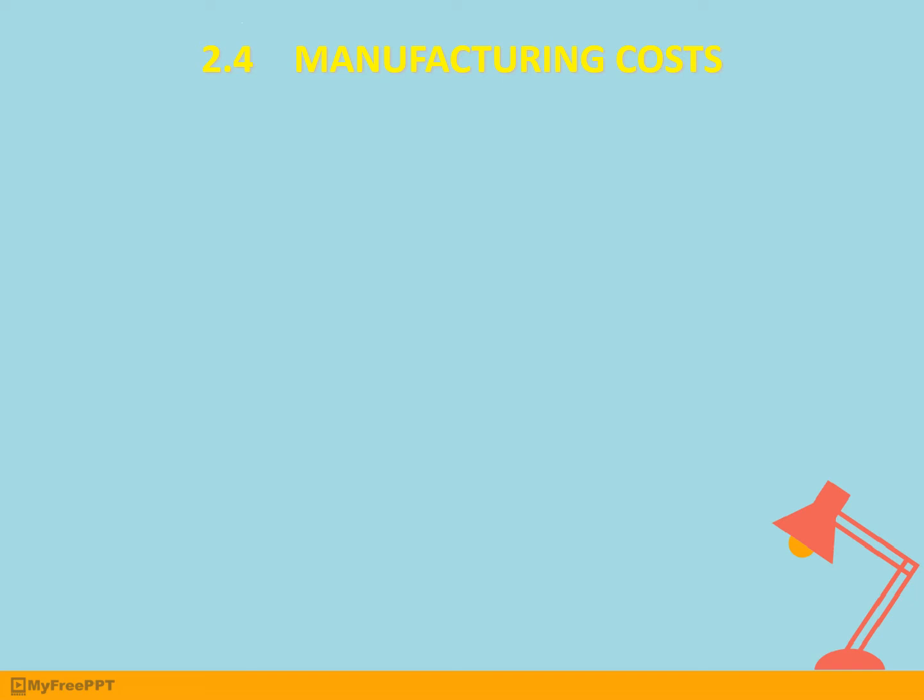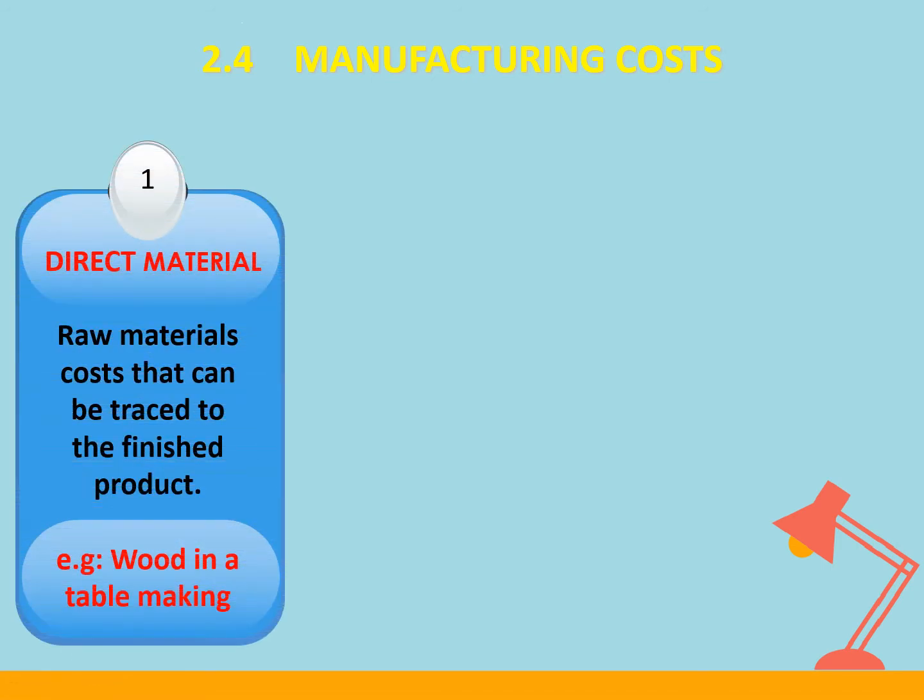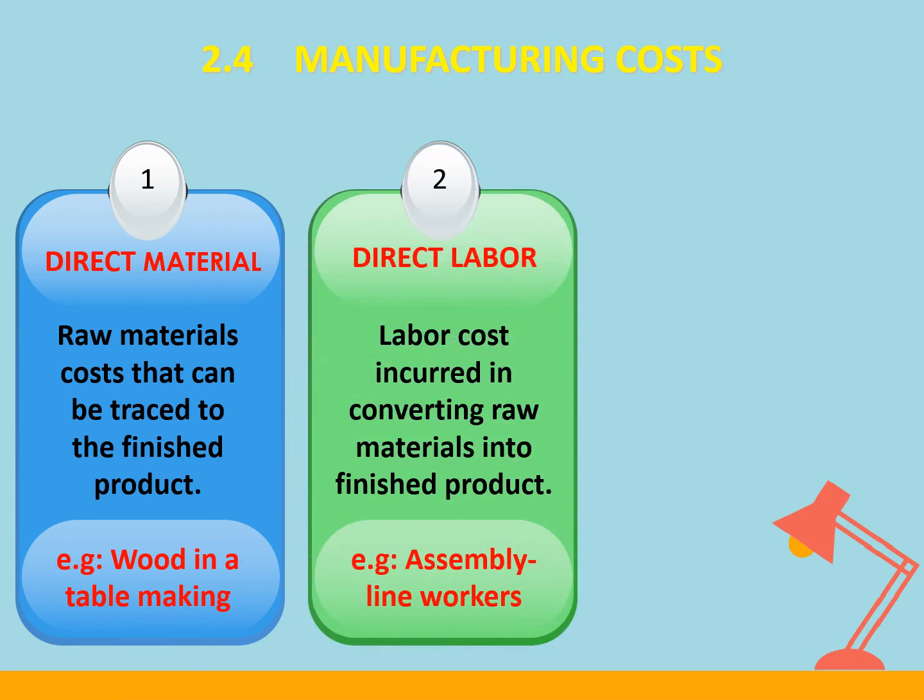Let's have a detailed look at manufacturing costs. The first one is direct material. They are raw materials costs that can be traced to the finished product. For example, wood in a table making. Second is direct labor. They are labor costs incurred in converting raw materials into finished product. For example, assembly line workers.